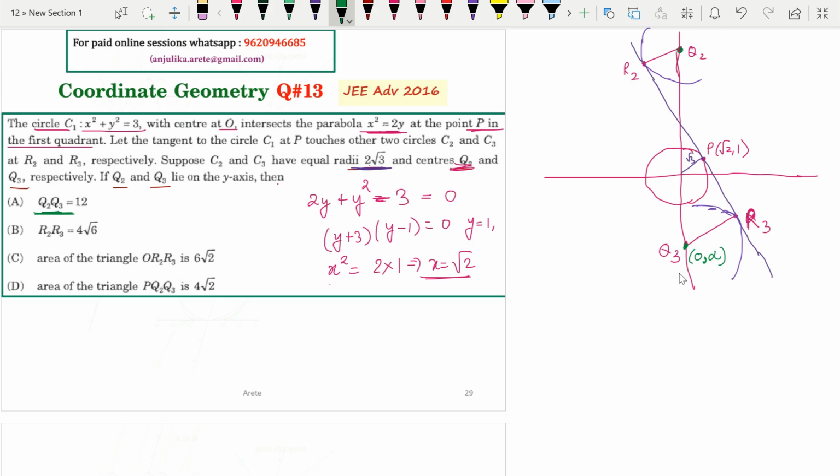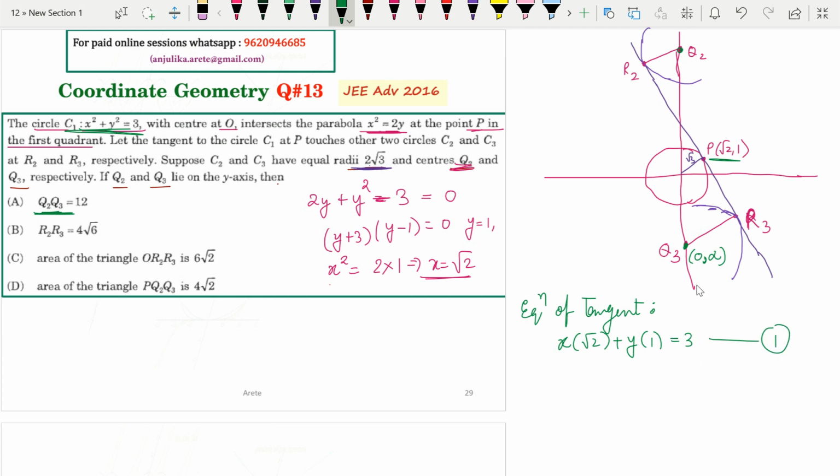Secondly, the foremost thing we can do is write the equation of this tangent, R2, P, R3. That's a tangent, right? So quickly write the equation of tangent. Tangent to this circle at point P. Write it down: x1 is root 2, y1 is 1. So root 2 x plus y is equal to 3. Very simple. You got the equation of the tangent.